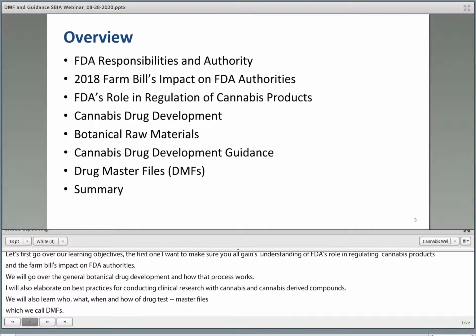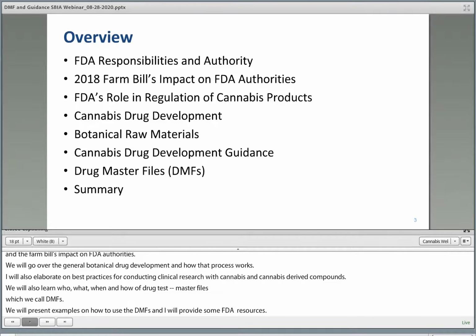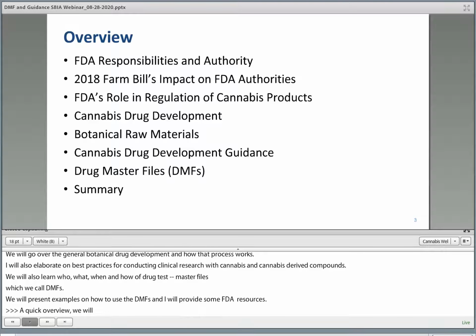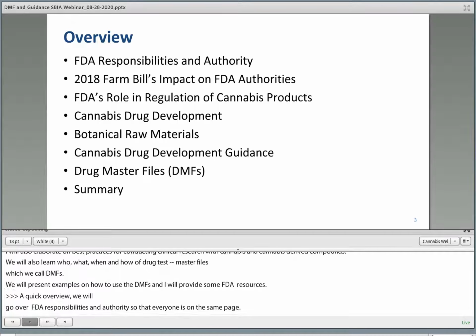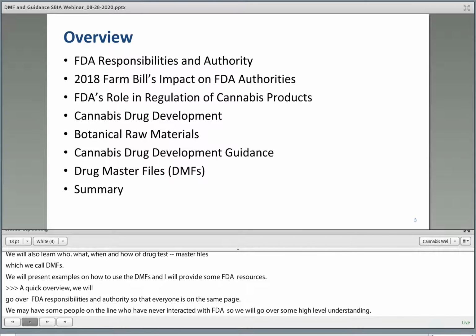A quick overview. We're going to go over FDA responsibilities and authorities just so everybody's on the same page. I know we might have some people on the line who've never interacted with FDA, and so at the beginning we're going to go over some really high-level FDA understanding. So for those on the line who have interacted with us, hang on, because we're going to get into some more of the technical details later on, but it's really important to lay the groundwork at the beginning.